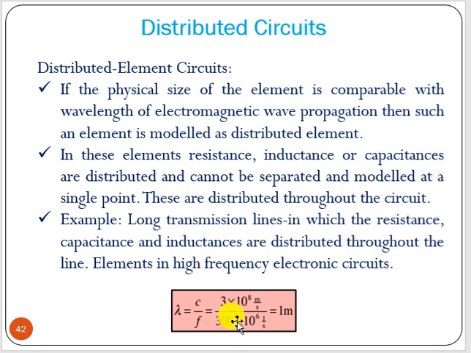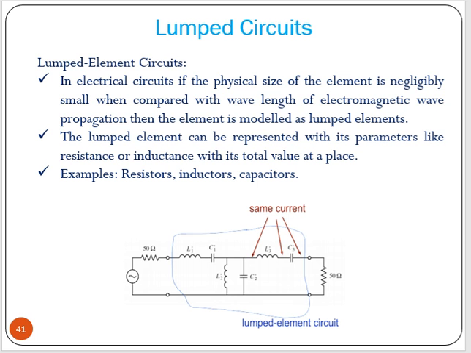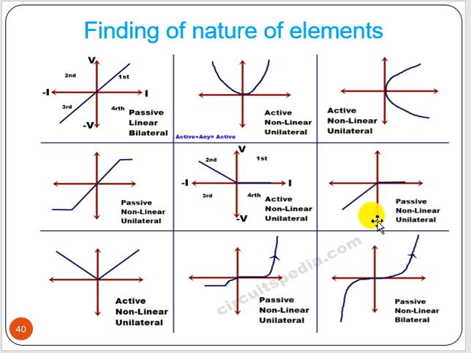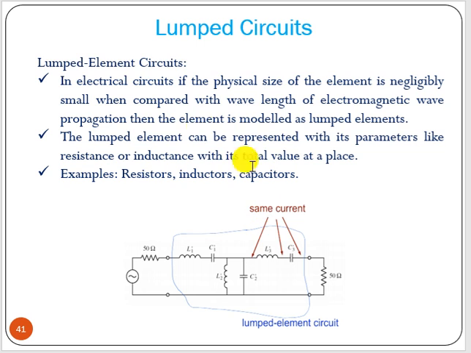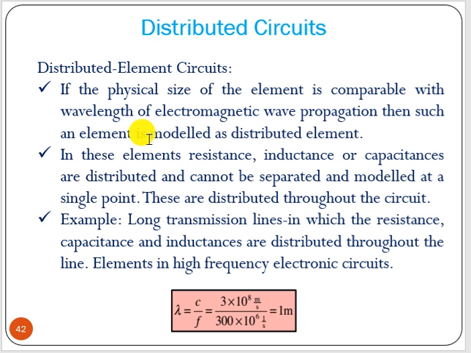If this is, say, 300 kilohertz, then this length will be very high. If this length is very high, that means the wavelength of the electromagnetic wave propagation is very high, then that is lumped. Now suppose in a distributed element circuit, the physical size of the element is comparable with the wavelength of electromagnetic wave propagation, then such an element is modeled as a distributed element.